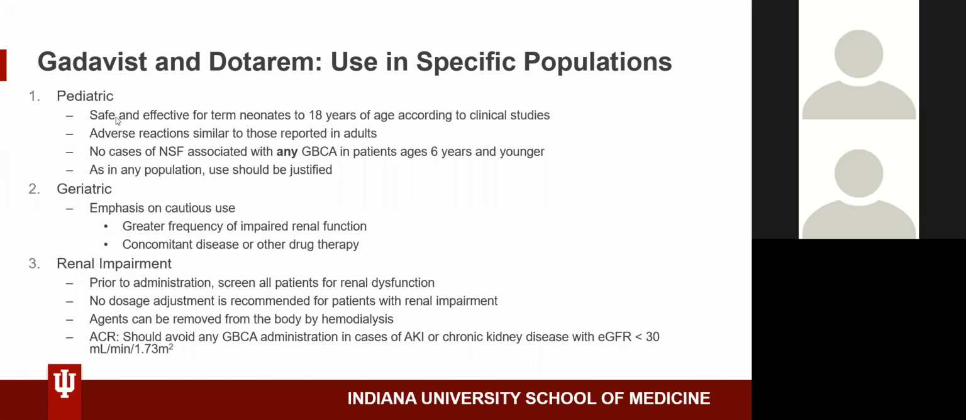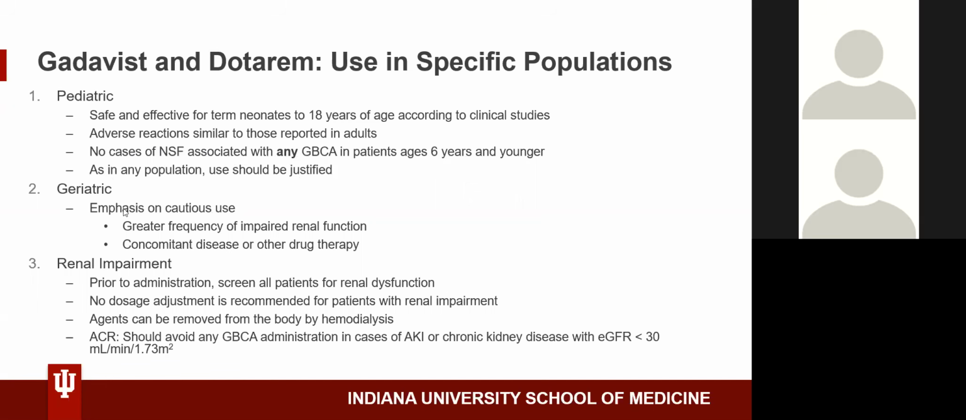So in pediatric patients, Gatavist and Dotarem have been deemed to be safe and effective for term neonates to 18 years of age, according to clinical studies. There are adverse reactions, but they're not any more severe or more prevalent than those reported in adults. Also, it's worth noting that no cases of NSF, and I know I keep referencing that, we'll get there, no cases of NSF have been associated with any GBCA in patients ages 6 years and younger. And then this general statement that as in any population, use should be justified.